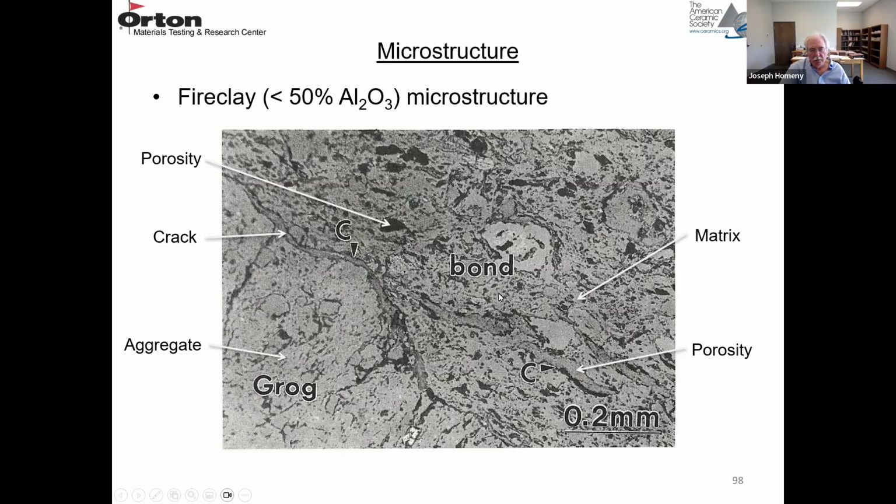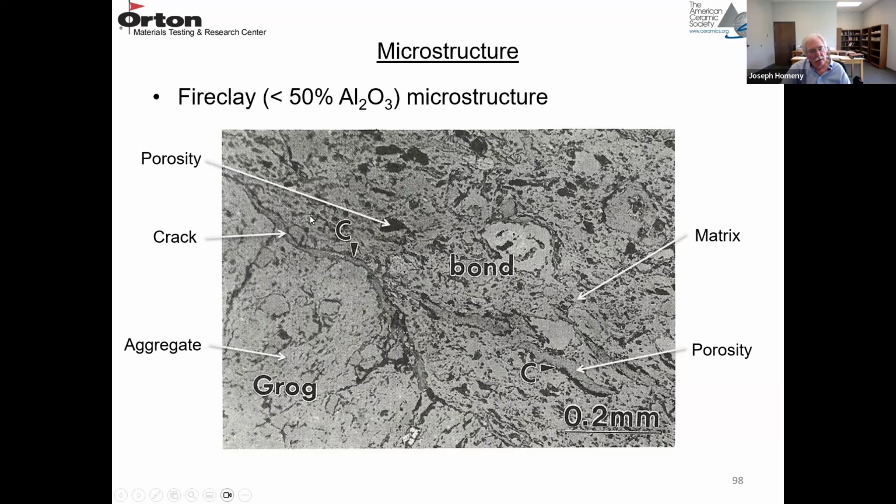So this is an example of a microstructure. The dark black areas are porosity. This is a large aggregate or grog. You can see another one over here. And then the matrix, the bonding phase, is between these medium and coarser aggregates.